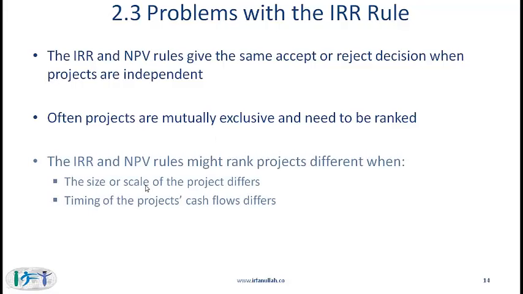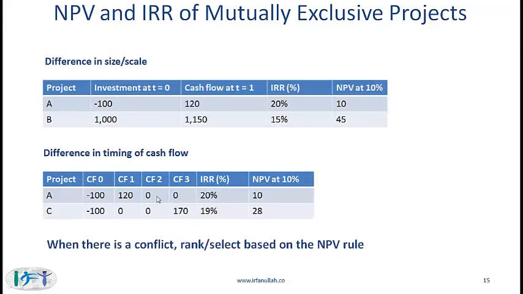Now, we can rank using NPV or we can rank using IRR. The problem is that with mutually exclusive projects, the IRR and NPV rules might not rank projects in the same way. Differences can arise if the size or scale of the projects is different, or if the timing of the project's cash flows are different. Let's look at some simple examples.